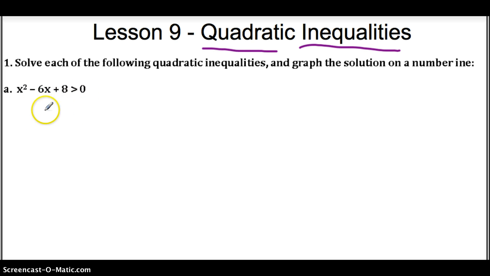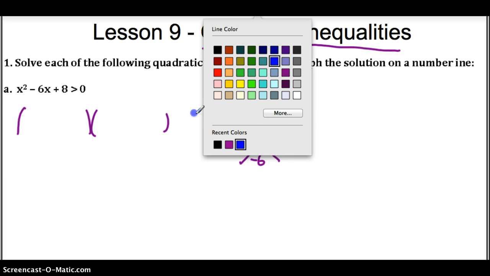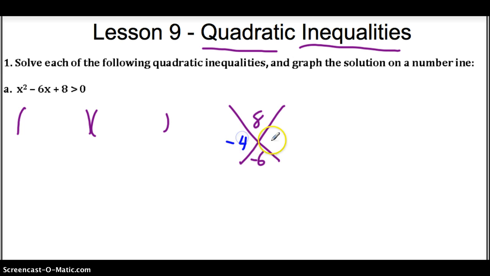Well, the first thing we're going to do is solve this just like any normal quadratic. We're going to start by just factoring it. So, we're going to find two numbers that multiply to 8 and add up to negative 6. We think about it and we figure out, let's go with negative 4 and negative 2. So this is going to factor to x minus 4 and x minus 2, and that's going to be greater than 0.